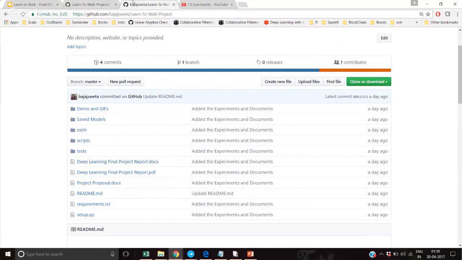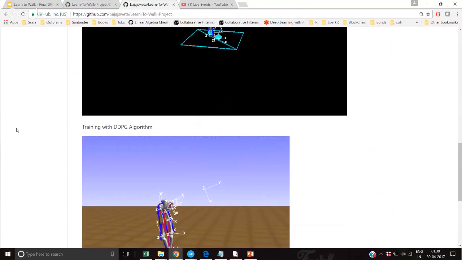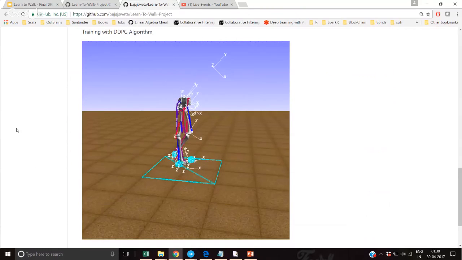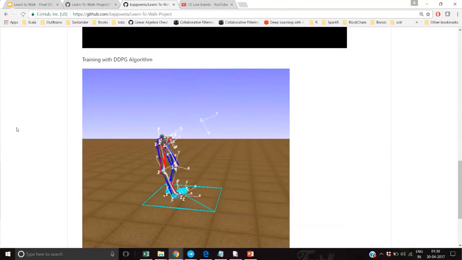This is a demo that I had chosen. Initially, when I didn't apply any algorithm, it was just falling and not training on anything. But later, when I applied the DDPG algorithm, this is one of the frame screenshots that I have taken to see how it trains. So this is with the DDPG algorithm. This is how it is trying to learn to walk.